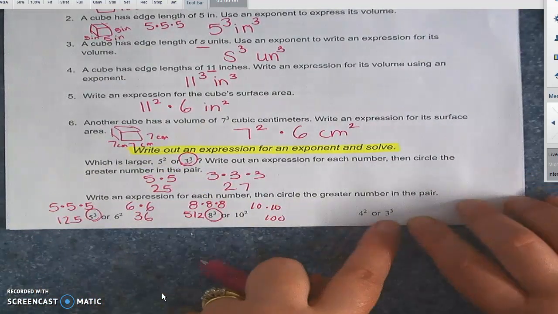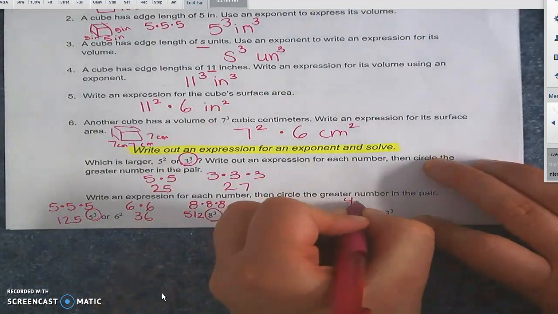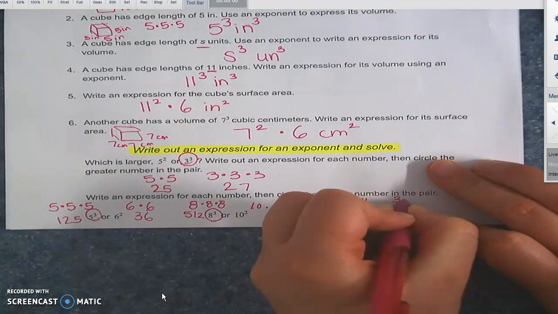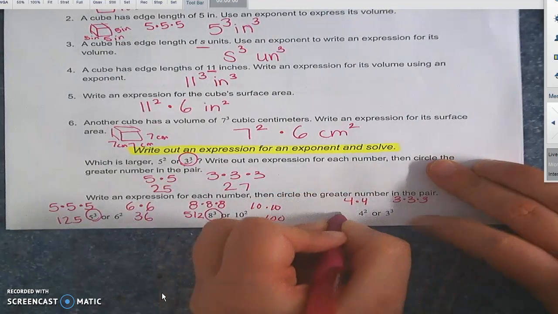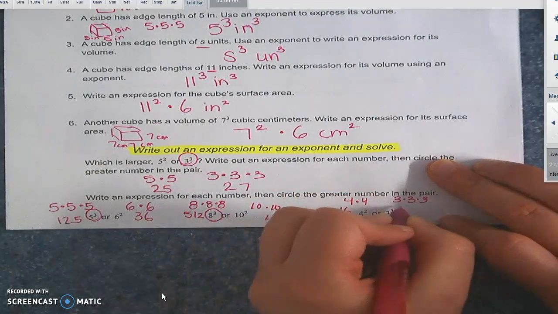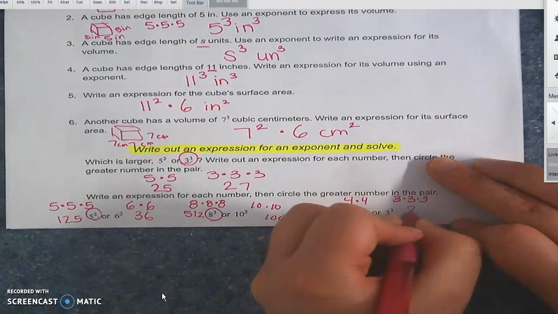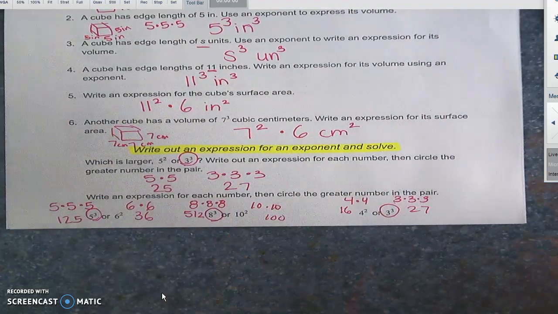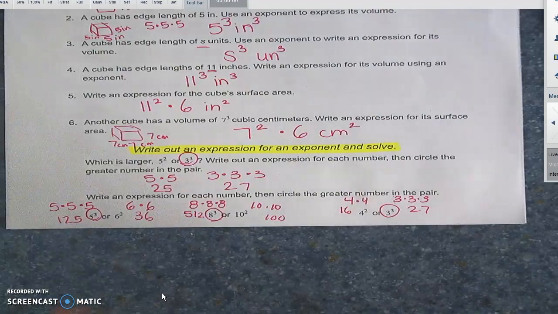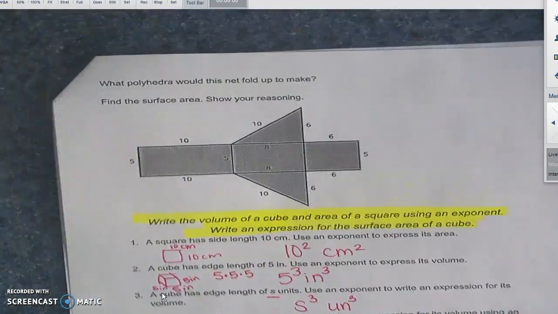And 4 squared or 3 cubed. 4 squared is 4 times 4. 3 cubed is 3 times 3 times 3. So this is 16, or 3 times 3 is 9, times 3 is 27. So 27, 3 to the third power, is my bigger number. Okay.